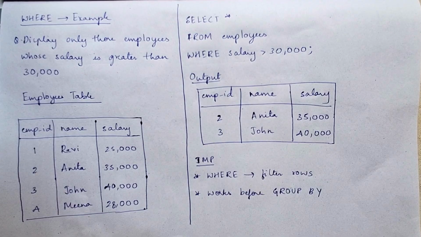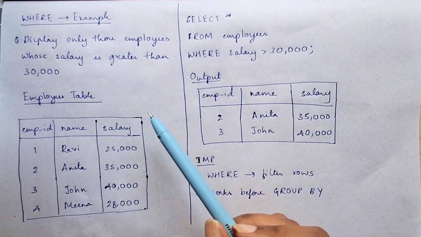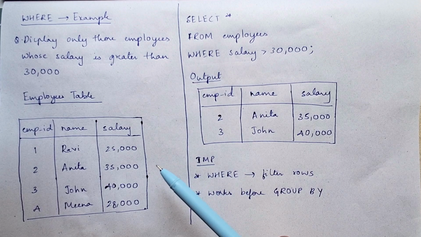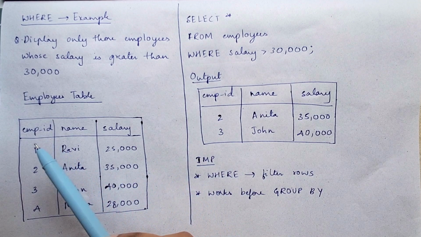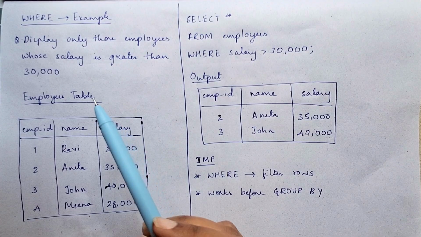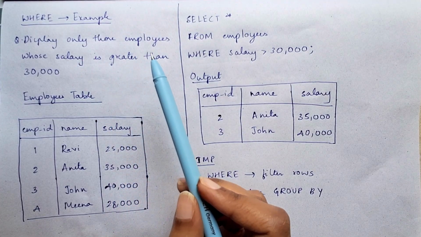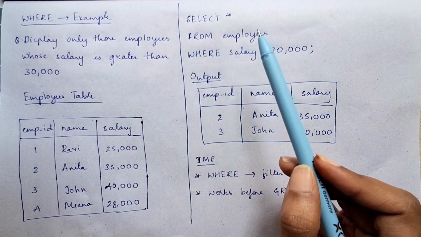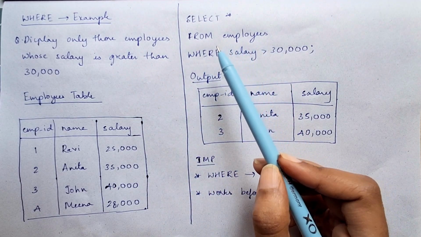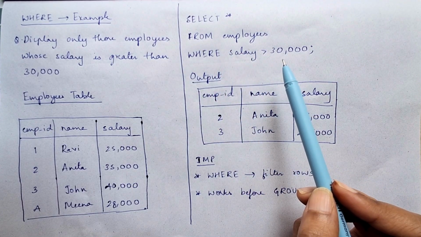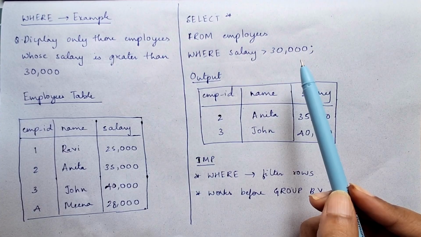Now, let us understand where clause with a simple example. Guys, assume we have an employee table which has three columns, that is employee ID, name and salary. Now I want to display only those employees whose salary is greater than 30,000. The query for this question is select asterisk from employees where salary greater than 30,000 ending with semicolon.